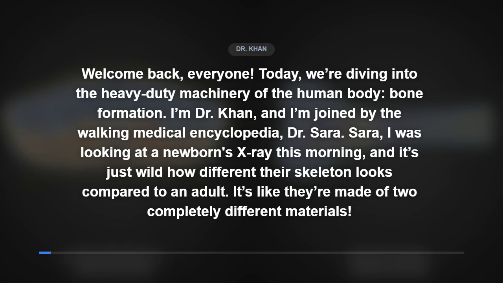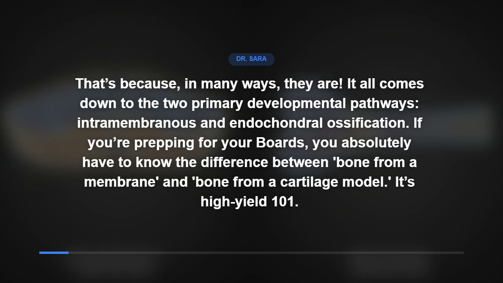I'm Dr. Khan, and I'm joined by the walking medical encyclopedia, Dr. Sarah. Sarah, I was looking at a newborn's x-ray this morning, and it's just wild how different their skeleton looks compared to an adult. It's like they're made of two completely different materials. That's because, in many ways, they are.